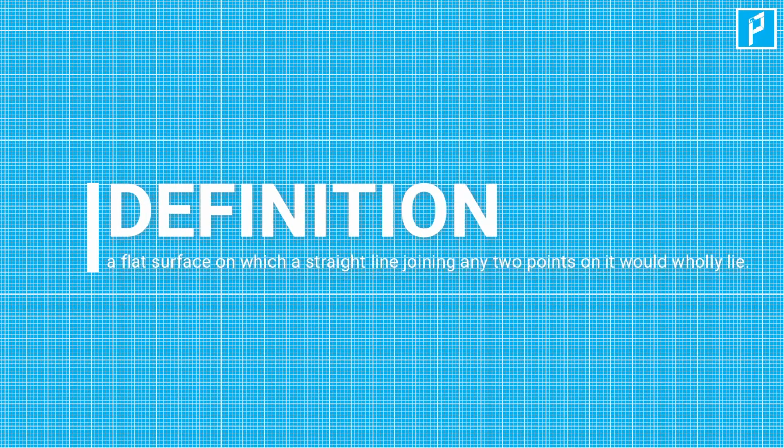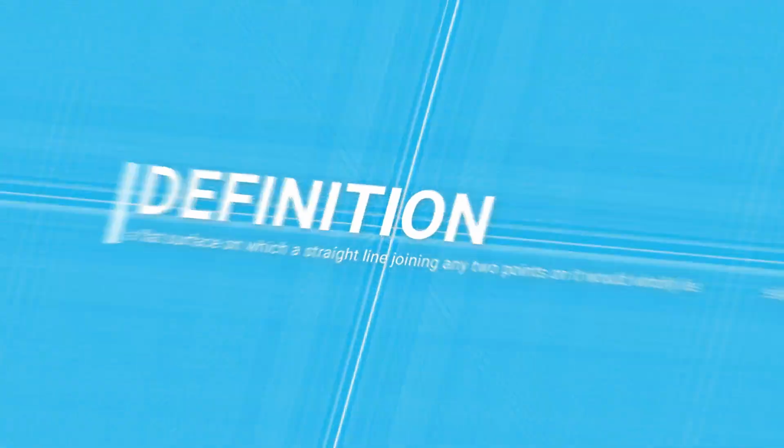So let's get started. What is a plane? By definition, a plane is a flat surface on which a straight line joining any 2 points on it would wholly lie. Now I'm pretty sure that went over your head, so let's break it down.